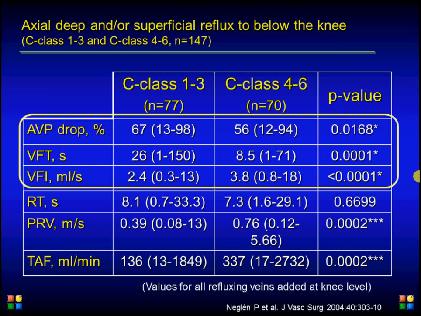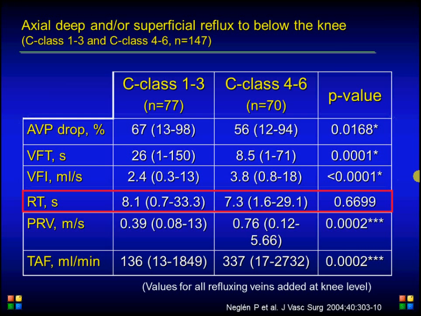And if you see here that when you look at the ambulatory venous pressure, the venous filling time, the venous filling index, it all showed that there were significant differences as a group, average, in between these two. But when you look at the reflux time, or the duration of reflux, there was no significant difference. On the other hand, if you took other ultrasound parameters, like the PRV and the TAF, then there was significant difference. So my message to you is, duration of reflux doesn't show severity of reflux.